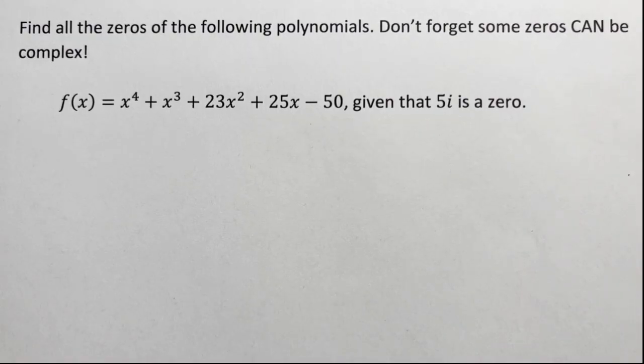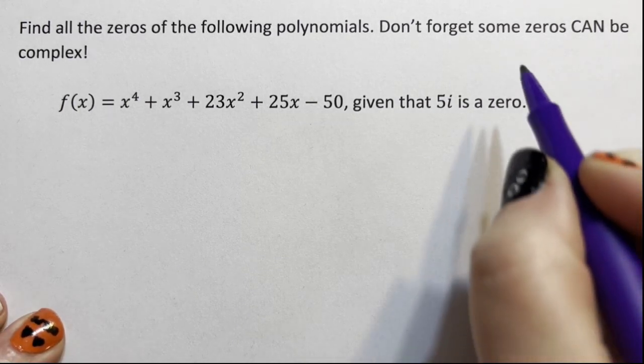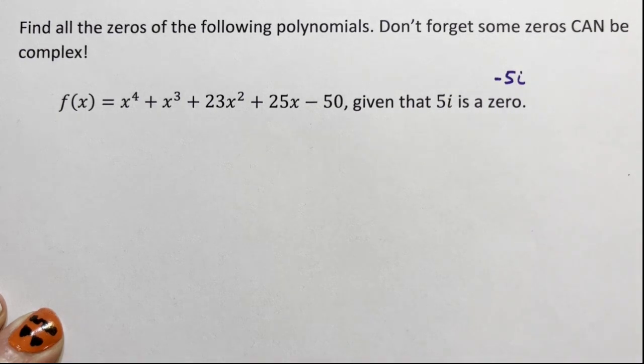Today I'm doing a series of videos on higher order polynomials. This says find all the zeros of the following polynomial. Don't forget some can be complex, and that's what this 5i is. Just for the record, because of the way complex solutions are, if 5i is a zero, negative 5i is also. They always come in complex conjugates, which are positive and negative pairs.